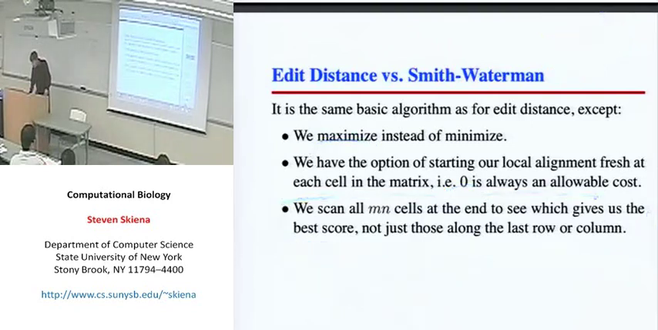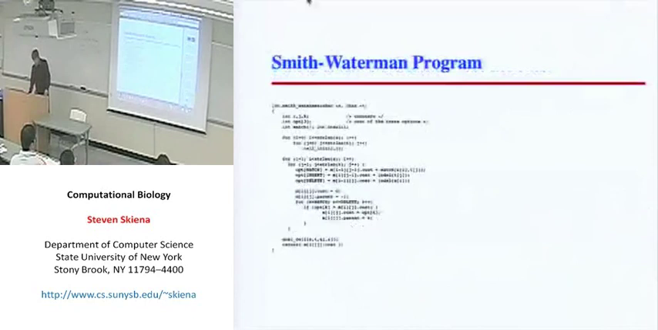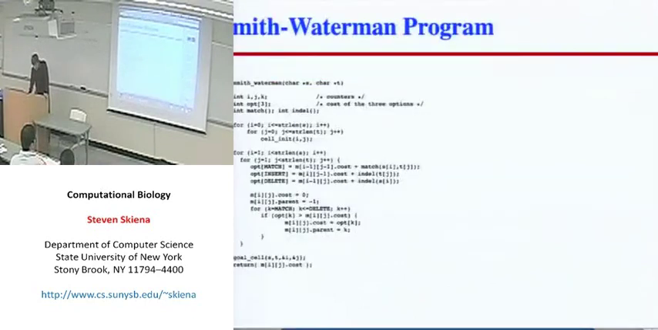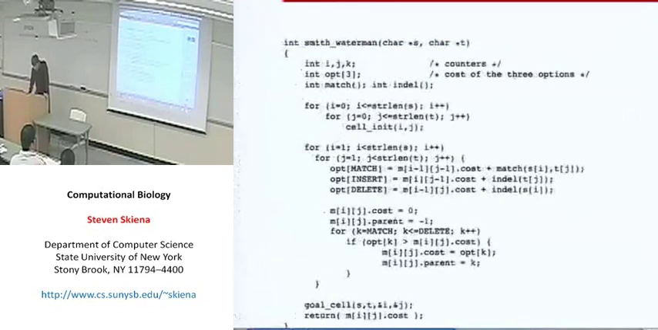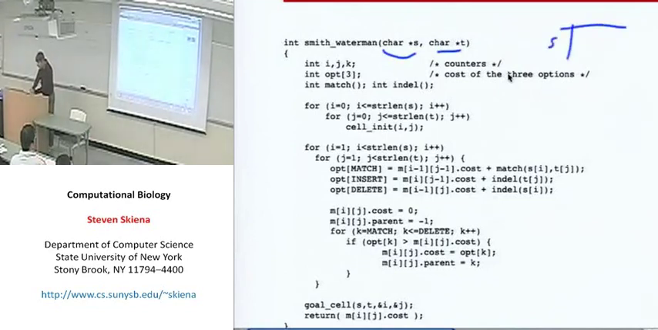So what is the Smith-Waterman algorithm? Bang. Here is a program for the Smith-Waterman algorithm. What is this saying? It says that I am going to edit, what is the cost of editing my string S to T? We're finding the local alignment matrix, the best possible local alignment between any substring in S and any substring in T.